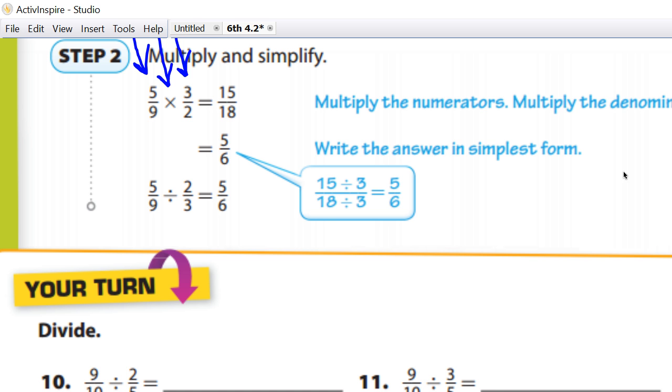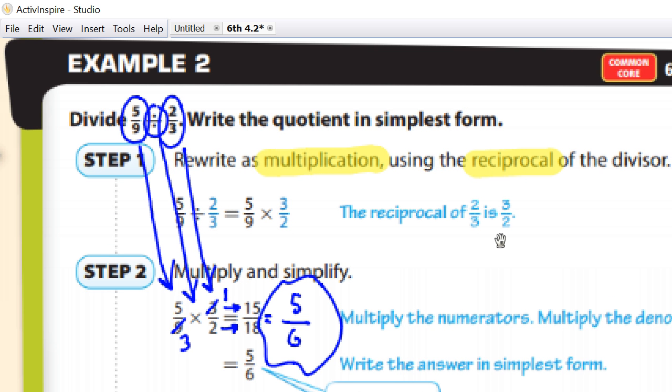And if you examine the example, they just do 5 times 3 is 15. They multiply straight across. They do 9 times 2 is 18. I've shown you what I think is a simpler way. We could have actually simplified the 3 and the 9. They each share a factor of 3. 3 goes into itself once, 3 goes into 9 3 times. And then I would have 5 times 1 is 5, and 3 times 2 is 6. And that's the actual answer, 5/6. So if you go back up and reread the question, 5/9 divided by 2/3 is 5/6.